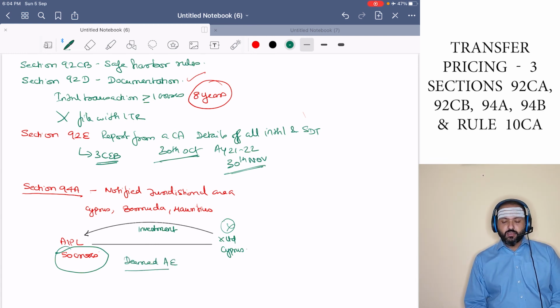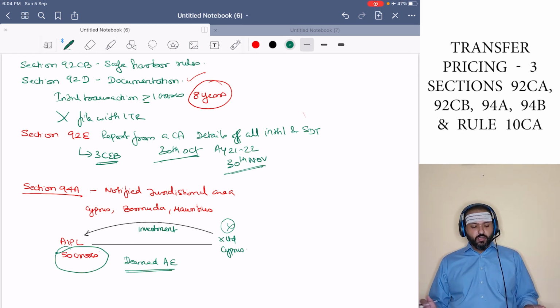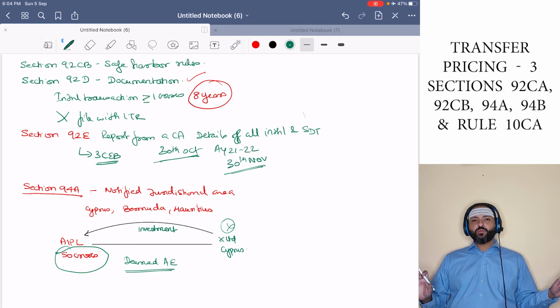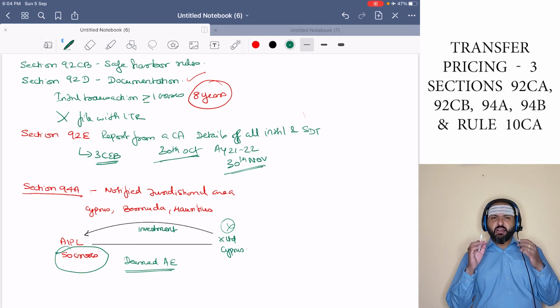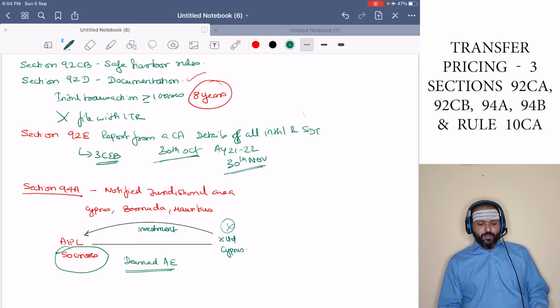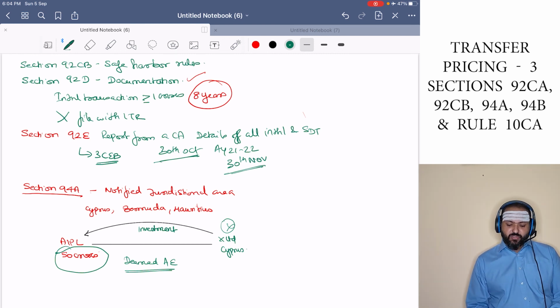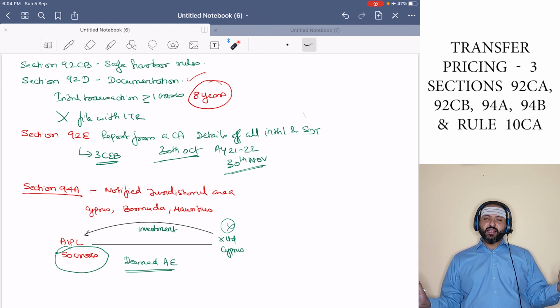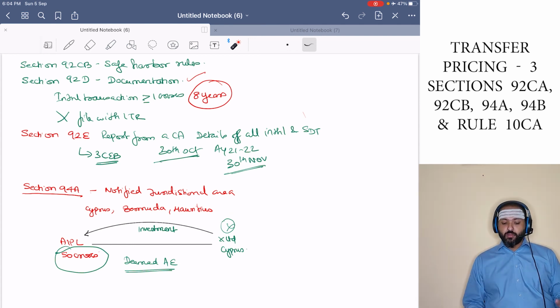You will be deemed AE. What is the meaning of this? No capital, no directors, no intangible, no raw material, nothing. None of the 92A points will get satisfied here. 92A, none of the conditions will be satisfied in this transaction. But still, what will be the outcome?